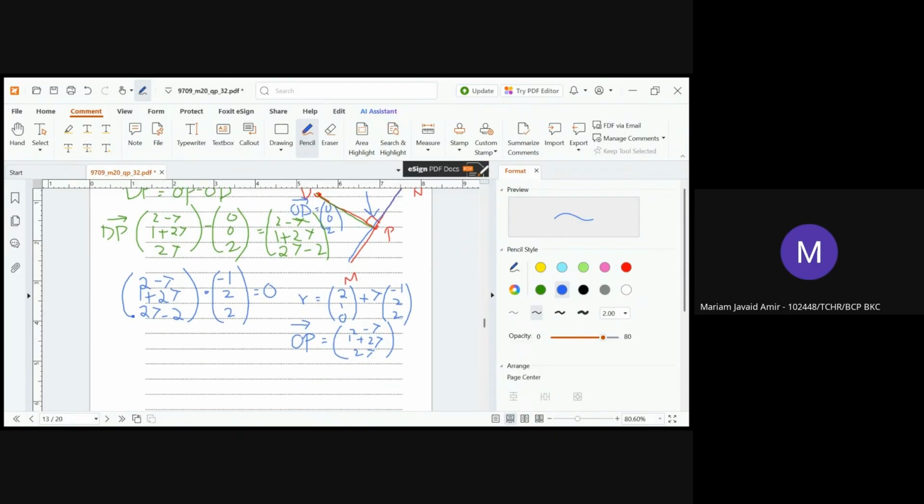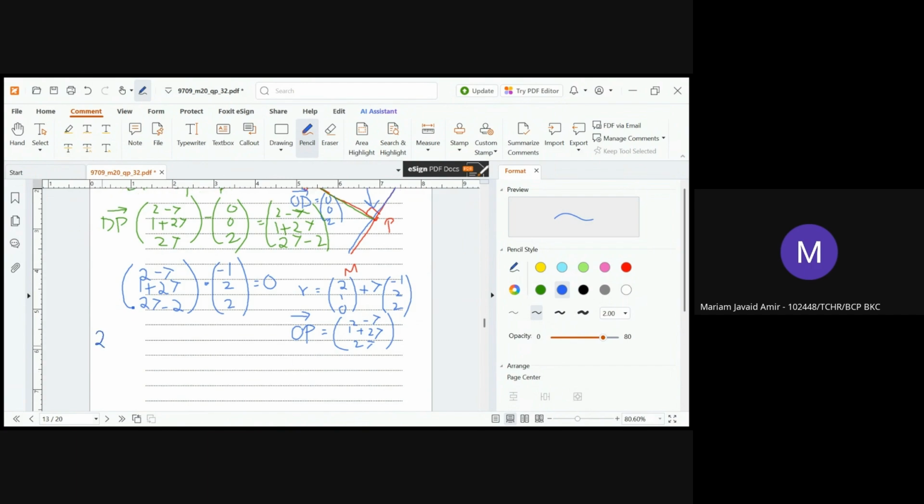Okay, now let's expand this. Minus 2 plus lambda plus 2 plus 4 lambda plus 4 lambda minus 4 equals 0. We're getting 9 lambda here and minus 4 on the other side. So lambda equals 4 over 9.